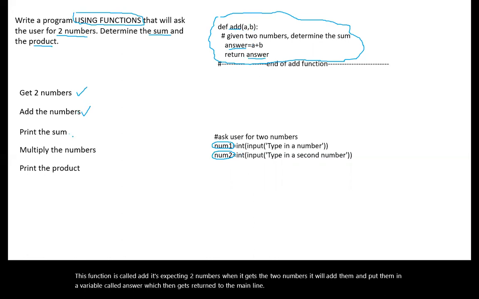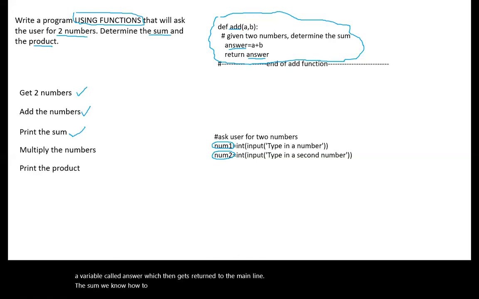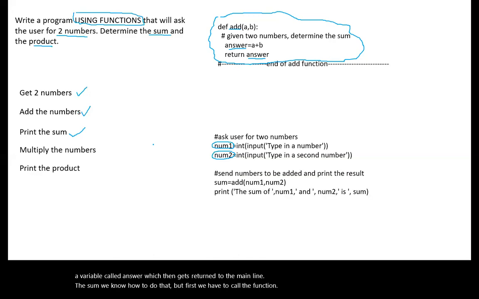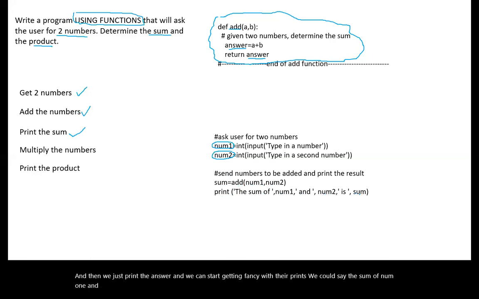Print the sum, we know how to do that, but first we have to call the function. So how do we call the function? The function is called add. We're sending num1 and num2 to the function and putting the answer in sum. And then we just print the answer. And we can start getting fancy with our prints. We could say the sum of num1 and num2 is sum. So let's just go over how that works.